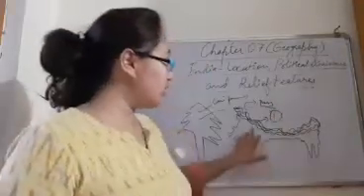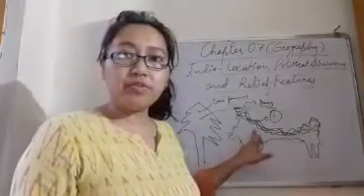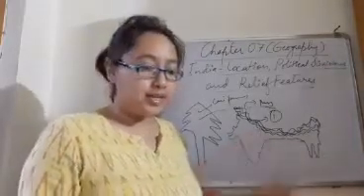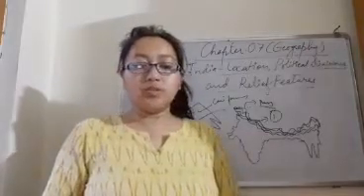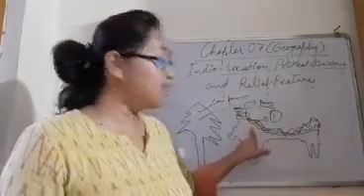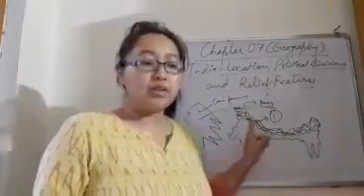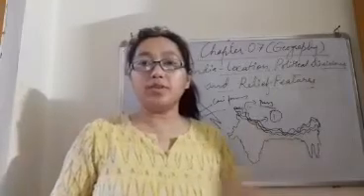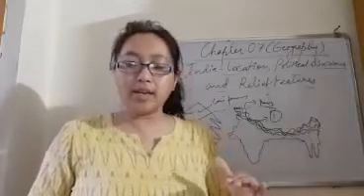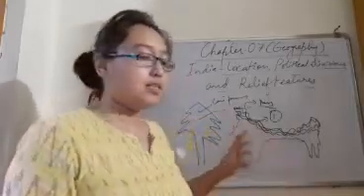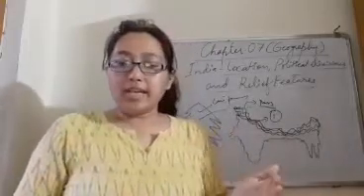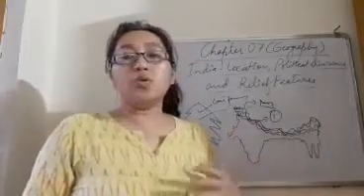Now let's talk about the second major division of India, the physical division of India, that is the northern plain, right? To the south of the northern mountains, there is a plain which is formed by many rivers, and that plain is almost flat. The average height of that plain is 200 meters above the sea level, and it is also known as the Indo-Gangetic plain.